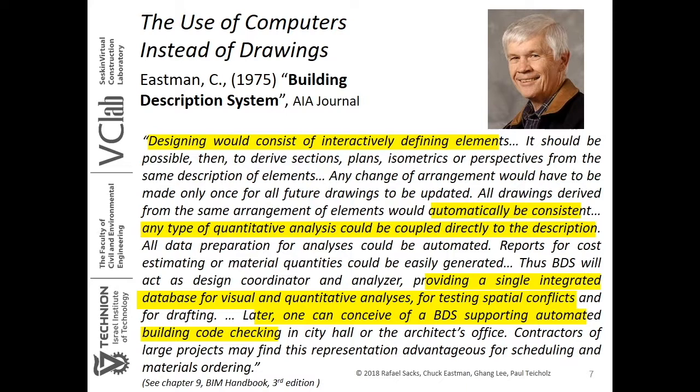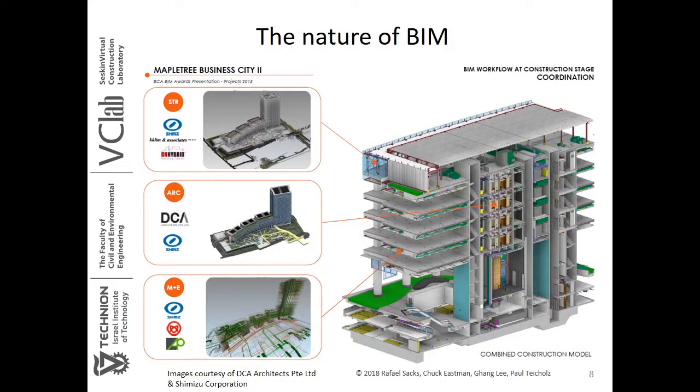So we can see, even going further, later one can conceive of a building description system supporting automated building code checking. Perhaps this was prescient to the extent that even now we are still struggling to make this a reality. But as you'll see later in this presentation, with artificial intelligence and machine learning, these things are now becoming a reality. So what is the nature of building modeling?